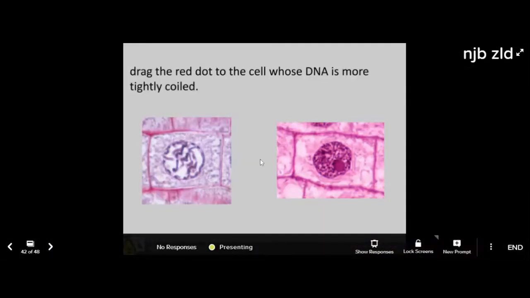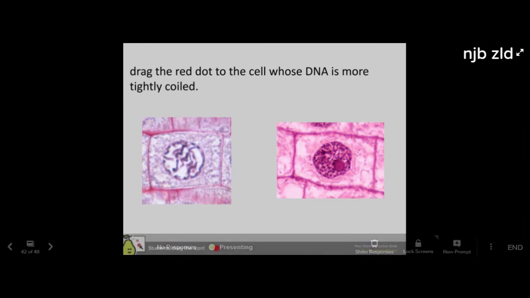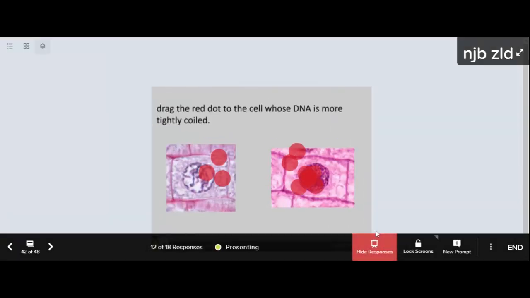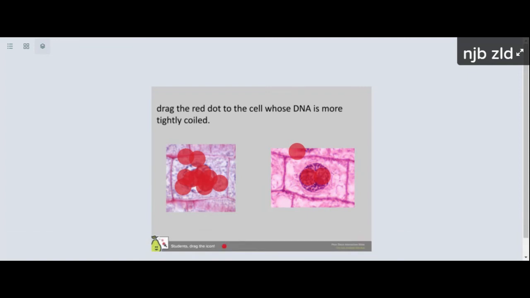Okay, so what can you say about this one? Draw a red dot to the cell whose DNA is more tightly coiled. Think about this. Miss Murdoch just talked about this a second ago. Tightly coiled means it's more visible. Which one is more visible, guys? This one. So when it's becoming visible, that means it's tightly coiled. Remember, when it's tightly coiled, that means it's getting ready to divide. It's packing up its suitcases, right? So that's going to be in the prophase cell. The interphase cell on the right, the DNA is actually much looser because you want those genes to be available.